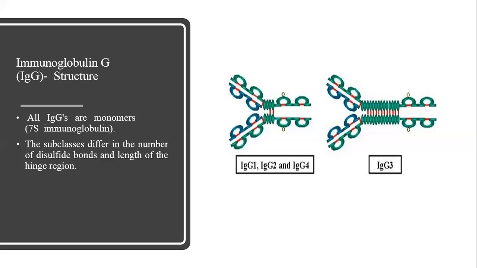IgG. IgG has a monomeric structure and contains the 7S type of immunoglobulins, and its subclasses differ in the number of disulfide bonds present and the length of the hinge region.